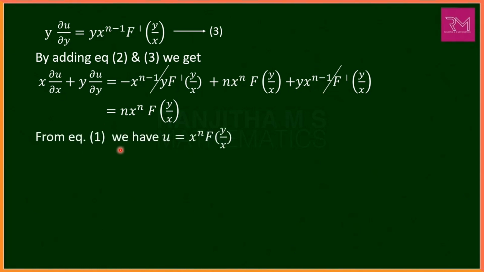We know that from equation 1 we have u is equal to x power n into f of y by x. So in the place of x power n into f of y by x, we can take it as u.